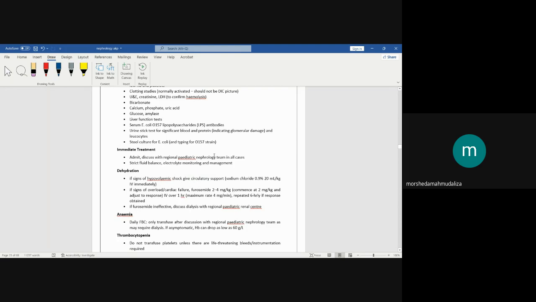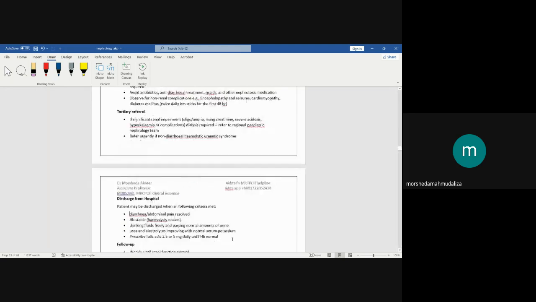Here, the important thing is anemia. You will accept anemia up to 6. You will not give any transfusion. For thrombocytopenia, same: you will give a transfusion only if there is intracranial hemorrhage or any procedure you have to do. For anemia, if you want to give a transfusion, you have to talk with the pediatric nephrology team. Sometimes the patient requires dialysis, then you need to refer urgently to the pediatric nephrology team.